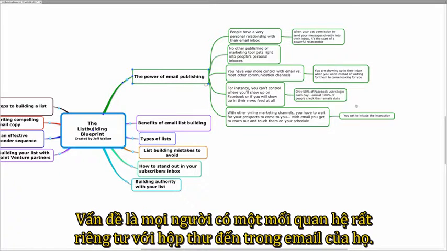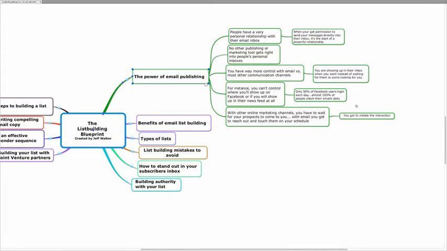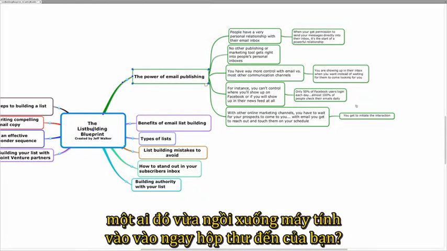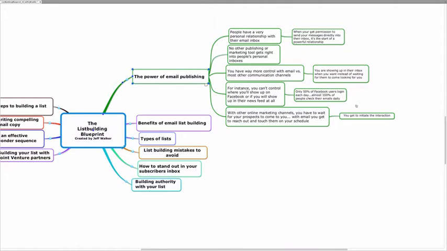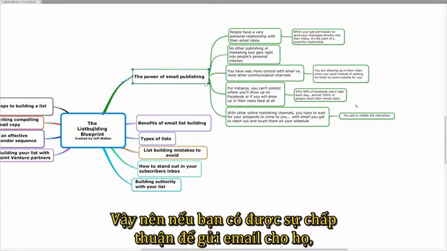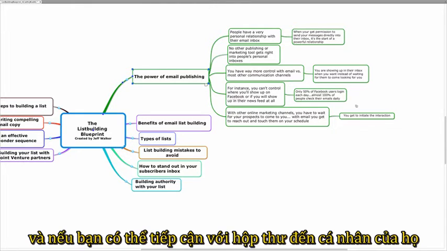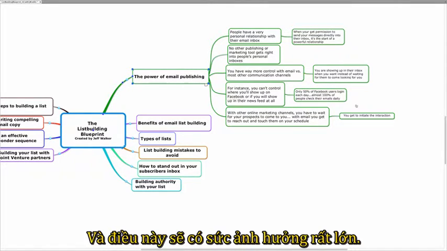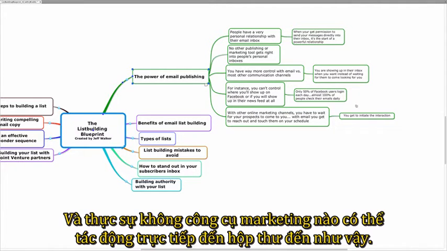But the thing is, people have a very personal relationship with their email inbox. If you think about it, are you happy if someone else just sat down at your computer and started going through your inbox? Probably not. People feel possessive about it. It's a private space. And so if you get their permission to send email to them and you've landed in their inbox, you've now landed in a very personal place, and it can be very, very influential. And there really is no other publishing or marketing tool that gets right into people's inboxes like that.